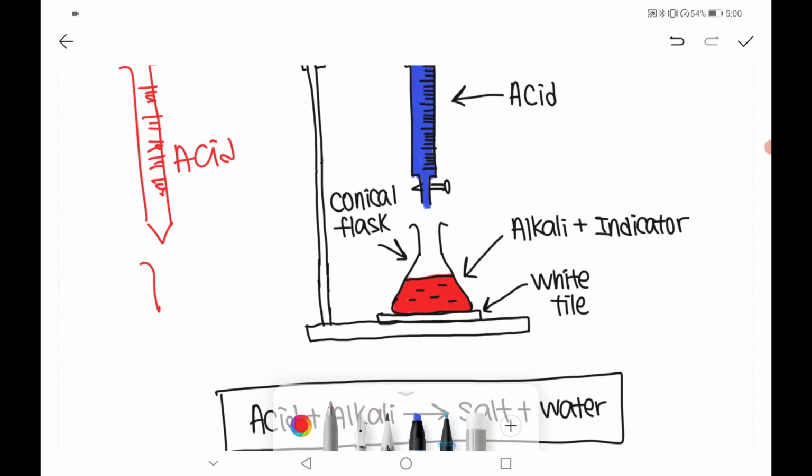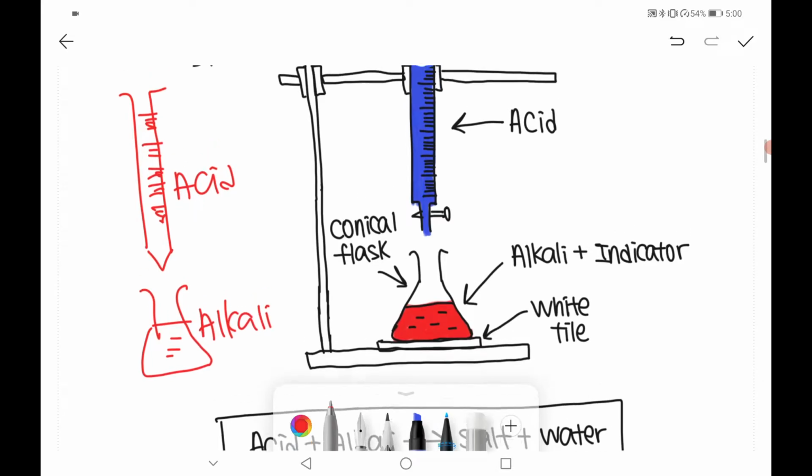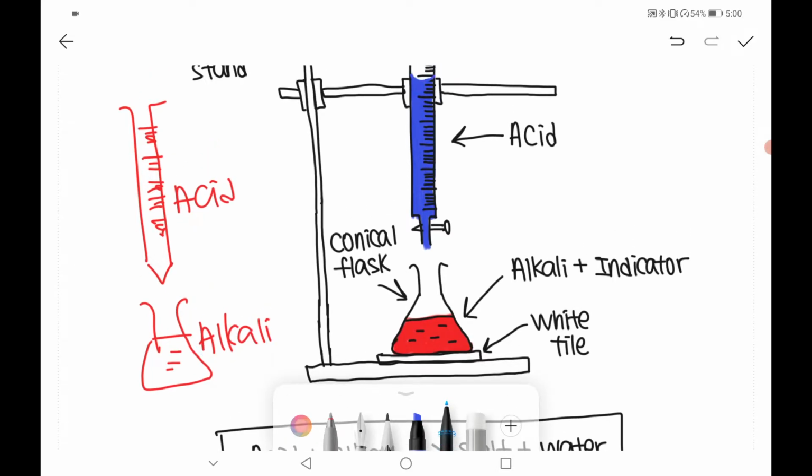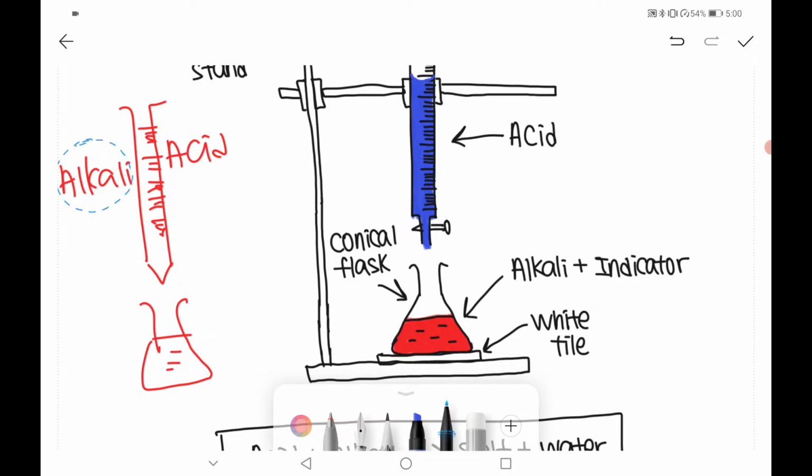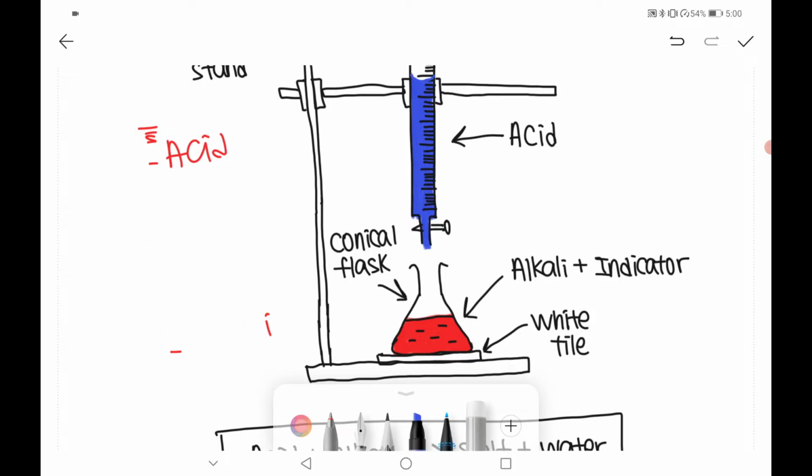Alkali, you put in the conical flask. You cannot reverse it. You cannot put alkali on top and acid at the bottom. Not for SPM, SPM is already fixed. Acid must be in the burette. Alkali must be in the conical flask. Okay, so this is fixed already.